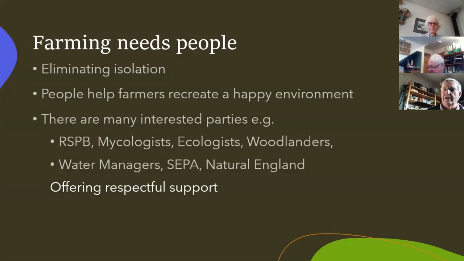Not in a way of thou shalt do this or thou shalt not do that, but people from, for example, the RSPB, water managers, SEPA, woodlanders, that can help the farm become a more environmental place, but also allow us to keep producing what we need to feed people and to be financially sustainable. So that's where it comes in.